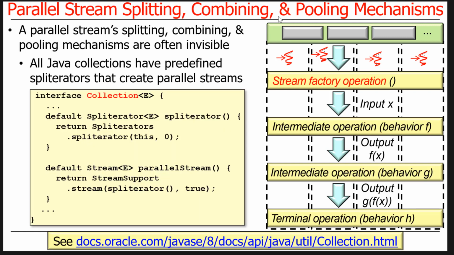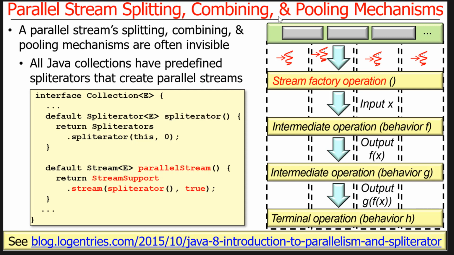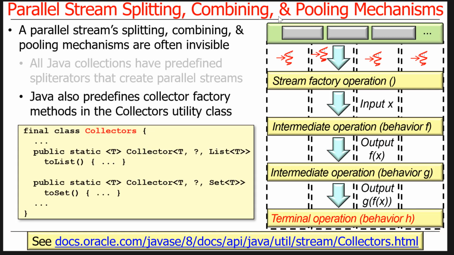In particular, all Java collections come with predefined Spliterators that can be used to create parallel streams. This, of course, comes courtesy of the Collection interface, which everybody implements by default. If you take a close look at the Collection interface, you can see that there's a Spliterator defined, so every built-in collection has a Spliterator, and there's a parallelStream factory method that uses the StreamSupport.stream method in conjunction with that Spliterator with the parameter true. And so that's what actually causes a parallel stream to be created using a Spliterator that will split things into chunks, which are then given off to the fork-join pool, as we'll talk about in a second.